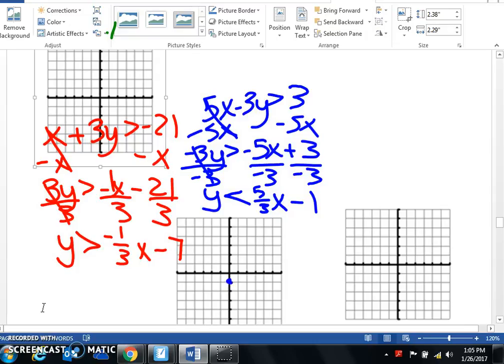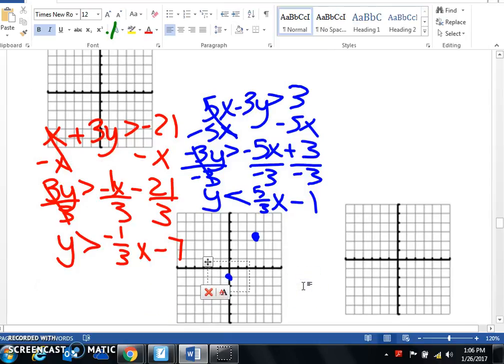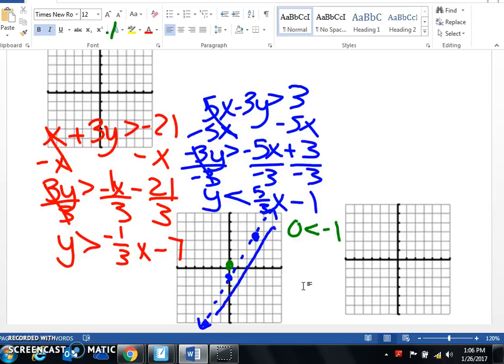Go to -1, and your slope is 5/3, so up 5, 1, 2, 3, 4, over 3, and down 5. Well, that kind of messes that up, huh? Okay. Down 5, left 3, which is going to be like there. It does not have the equal sign, so it's going to be dashed. Let's try out 0, 0. So is 0 less than -1? No. So I got to go the opposite way.